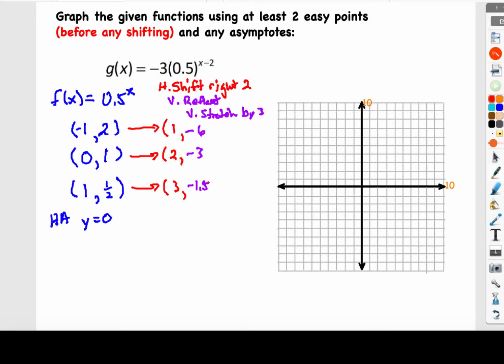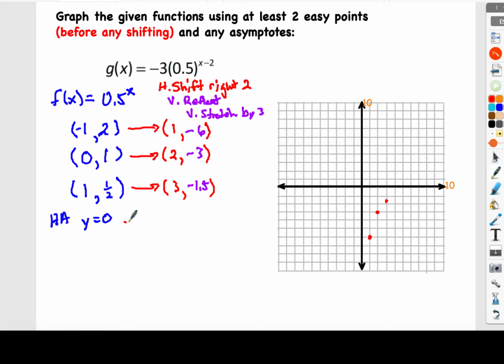So again, that's where those might get just a little bit messy. But those points should all be very plottable points. So again, 1, -6 is going to be down here. 2, -3. And 3, -1.5. You notice they start to get a little messy there. And already I kind of have an idea what this function is doing.